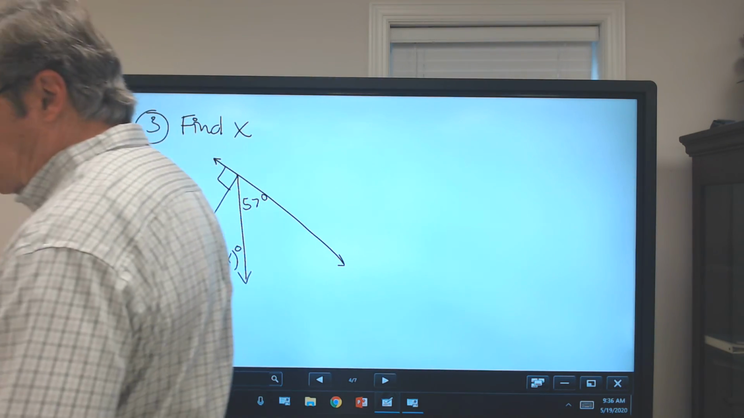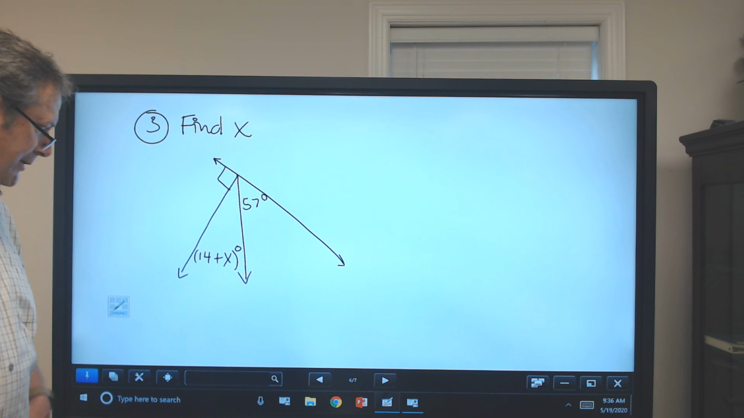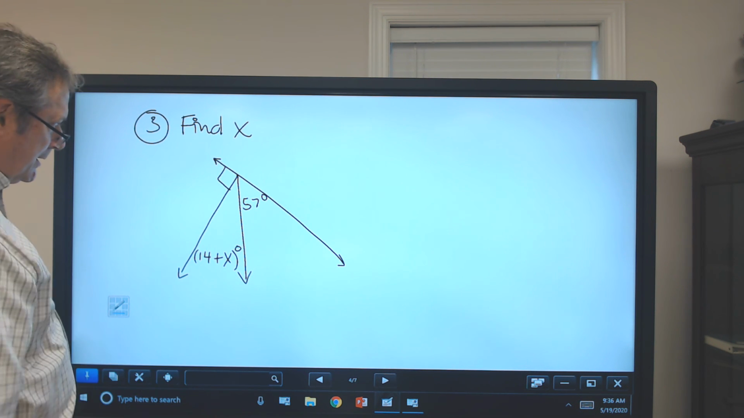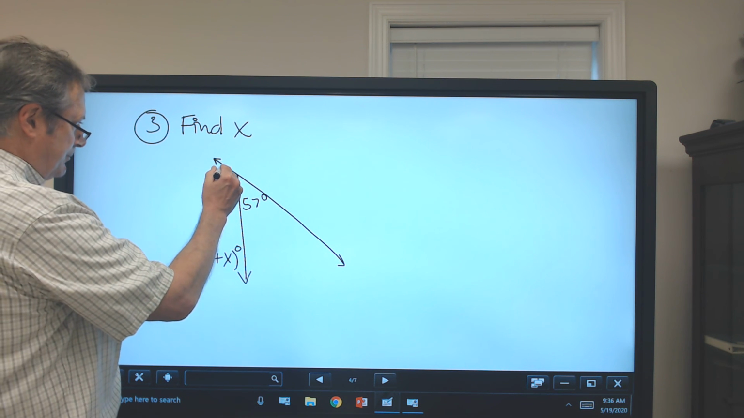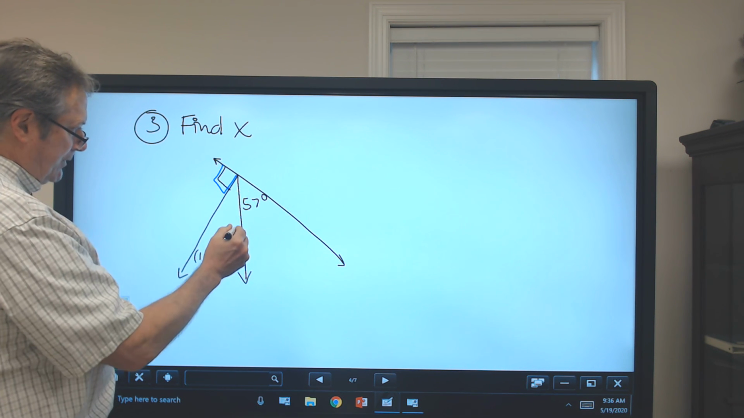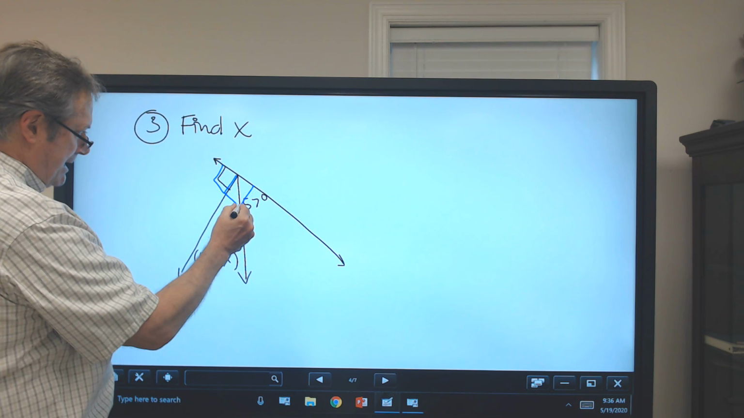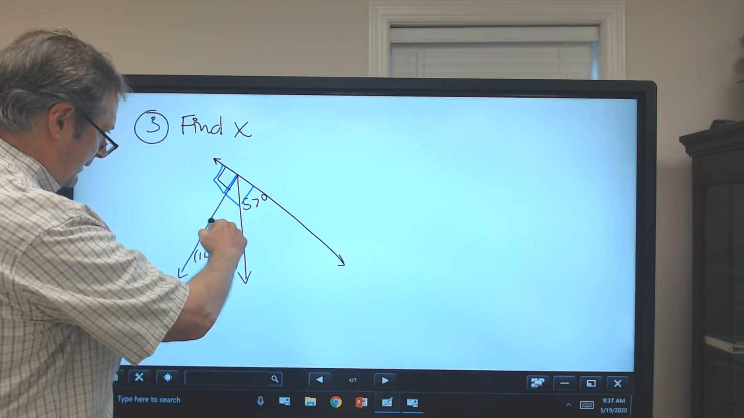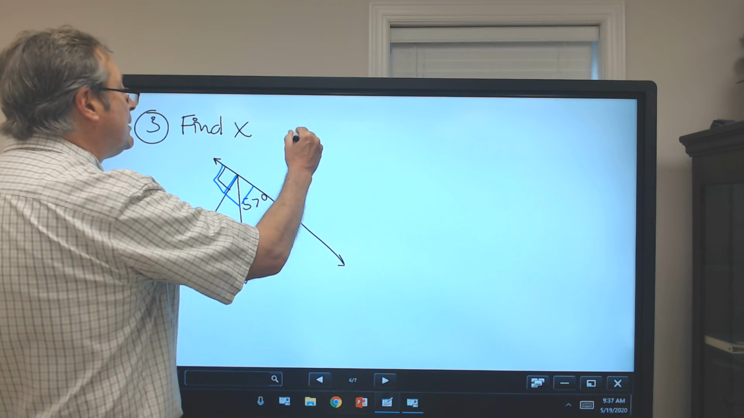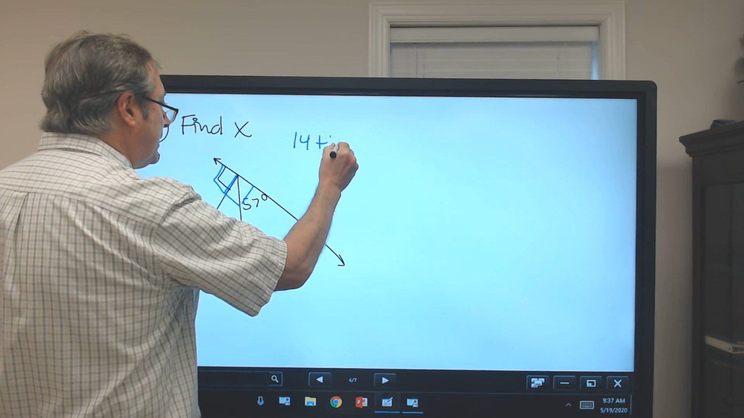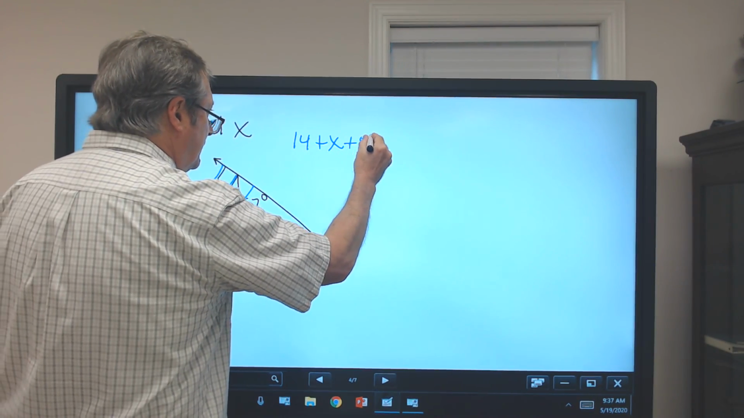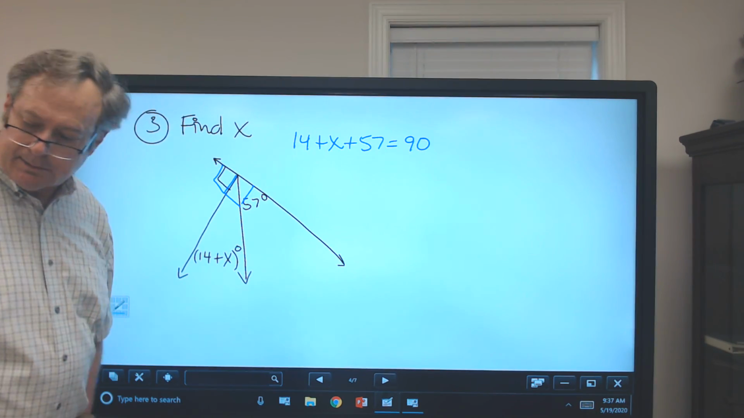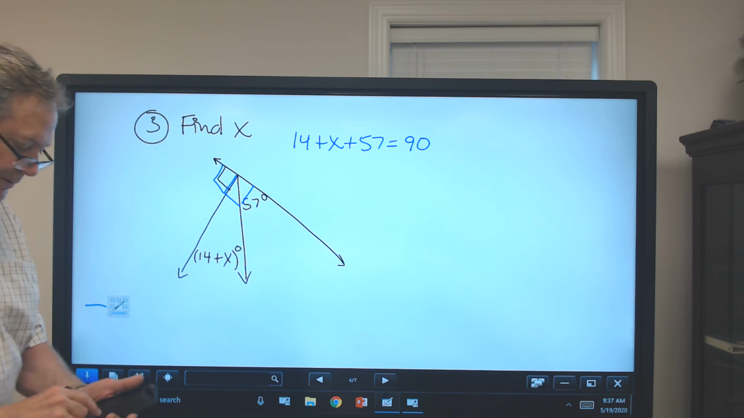Similarly, in number 3, we're trying to find the value of x. X itself is not the angle. It's 14 plus x that is the angle. Well, the clue is right here. If that's a 90 degree, then that also has to be 90 degree there. So in other words, these two are complementary. We know that 14 plus x plus 57 equals 90 degrees. And let me get my calculator to make sure I'm doing this right.